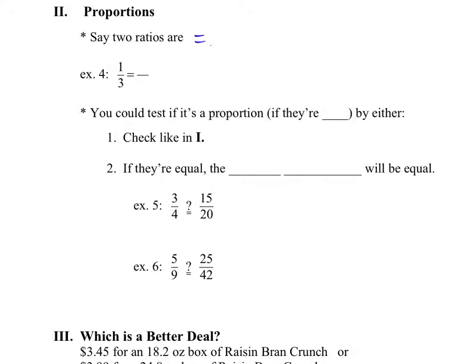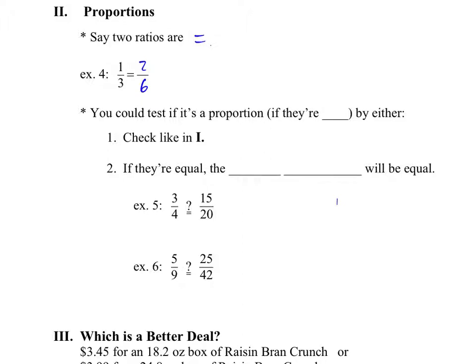So example 4, if I want a proportion, I have 1/3. That's going to equal something over something. 2/6. 2/6, I like that. So you guys went and multiplied the 1 by 2, multiplied the 3 by 2. We now have 2 ratios that are equal, or we have one proportion. Okay on that? Good. Okay.